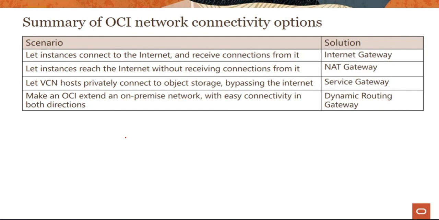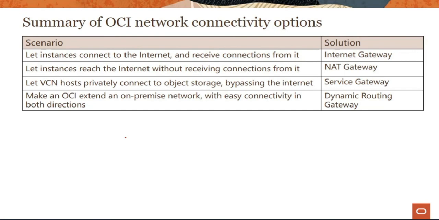The first one is around letting instances connect to the internet and receive connections from it. Bidirectional going to the internet, so you would use an internet gateway. If you want instances to reach the internet and of course get those packets back for things like updates, but not have inbound connections initiated from the internet, you have the NAT gateway. And the network address translation gateway is basically doing the network address translation.